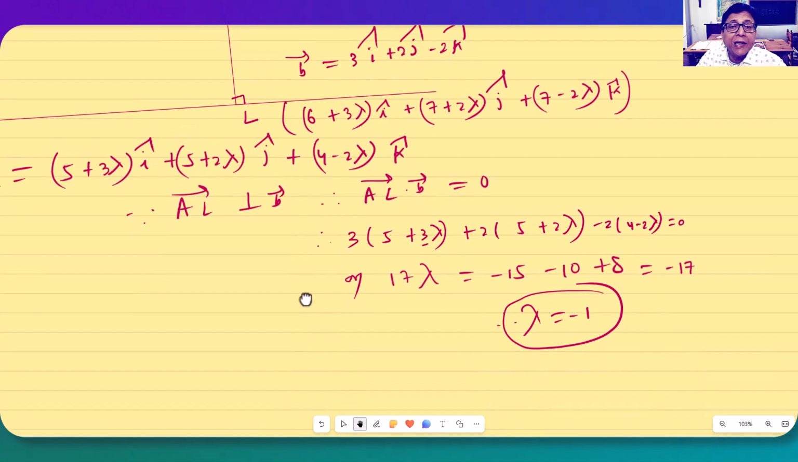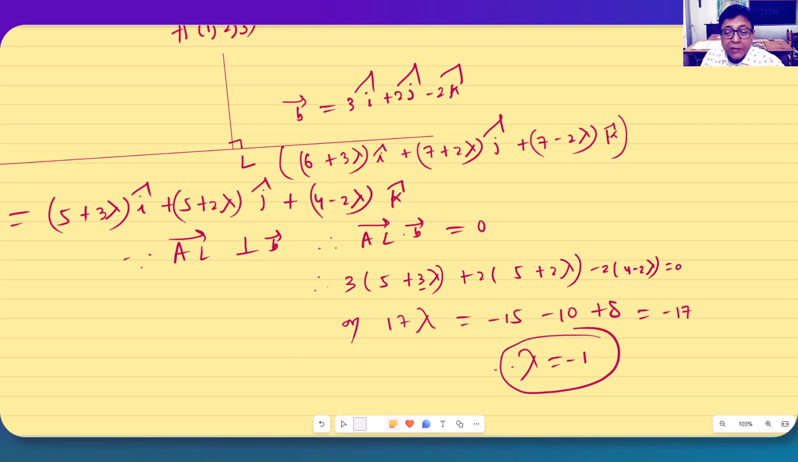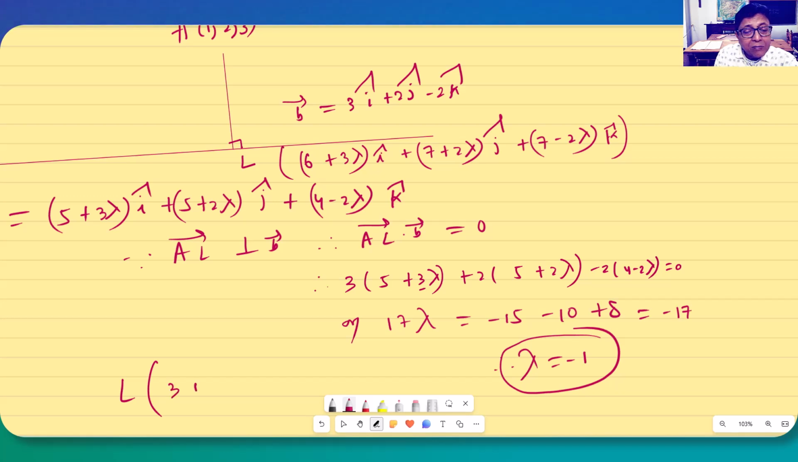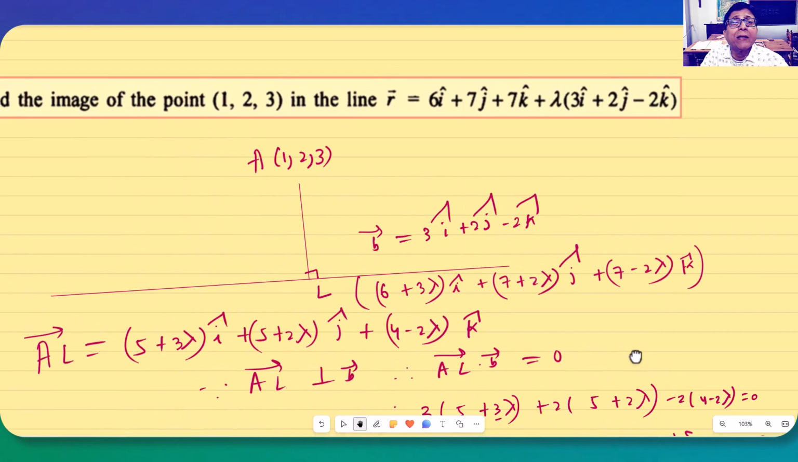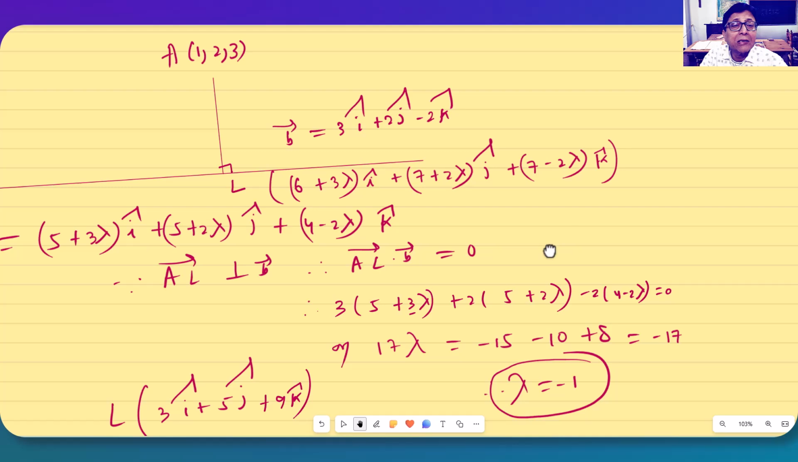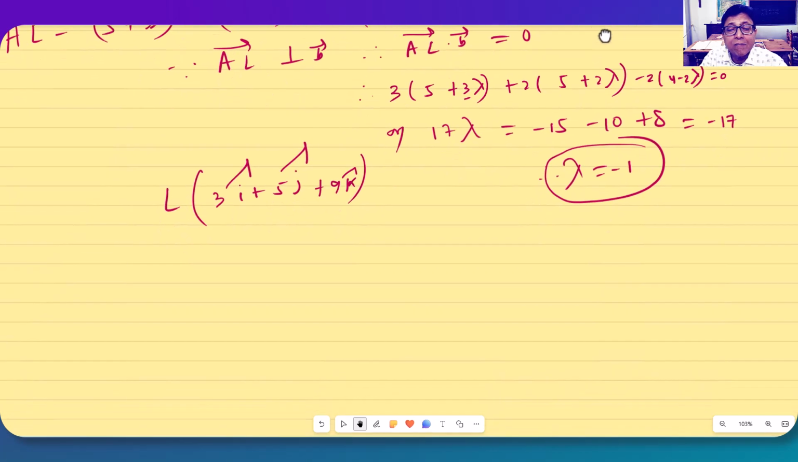So the vector L you got. L is what then? L has position vector, put lambda equal to minus 1, 3i and 5j plus 9k. Okay? We have to do it by vector method only. In vector method, you got position vector of A. They have given 1, 2, 3: i plus 2j plus 3k.